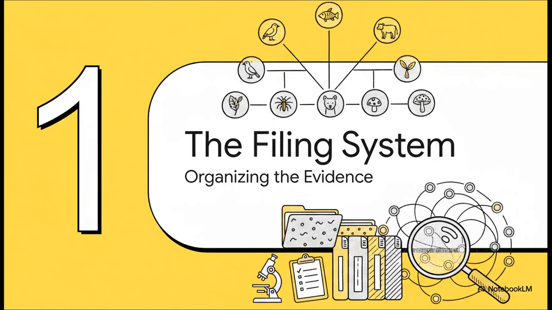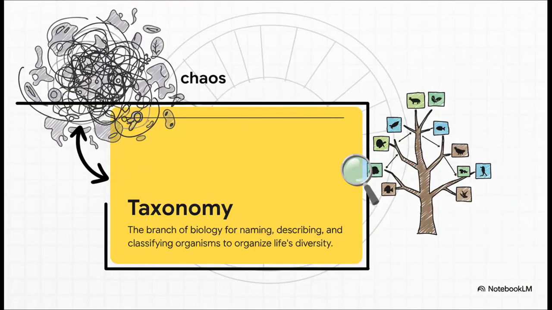Okay, so any good investigation needs a way to organize all the evidence. In biology, our first tool for sorting through the millions and millions of species out there is a science called taxonomy. You can just think of it as life's ultimate filing system. Taxonomy basically brings order to what would otherwise be total chaos. It's the whole process of naming things, describing them, and putting them into groups. But, and this is important, it's not just about putting things in neat little boxes. It's about making sure those boxes actually tell us something real about how life is all related.